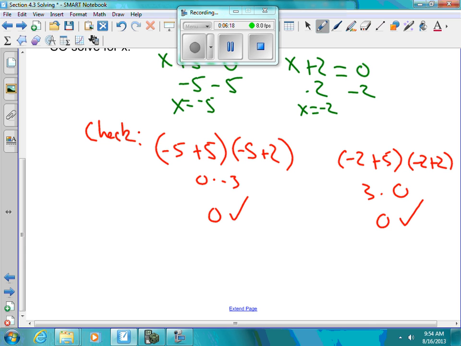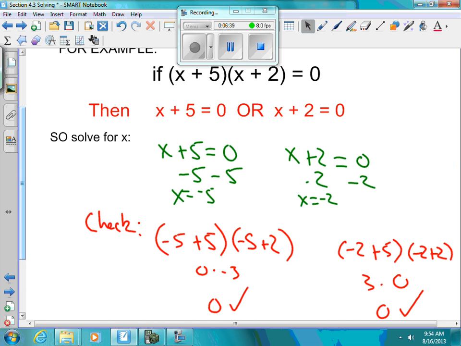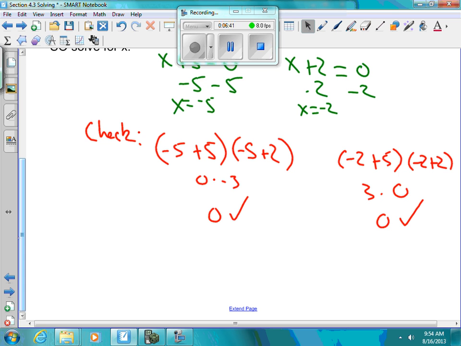You plug your answers back into the original equation for x, one at a time. Notice I didn't plug negative 5 into one and negative 2 into the other. It doesn't work that way. You have to plug negative 5 in for all the x's once. Simplify. Plug negative 2 in for all the x's once. Simplify. We got 0. That's what we wanted. It was equaling 0. That's what we want. It's finding the zeros. That's worked out.